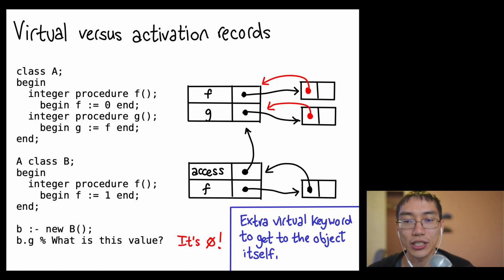And Simula noticed this, and they were like, we don't want this to happen. So there's actually an extra virtual keyword that you can use to go back to the most subclass object in this situation.